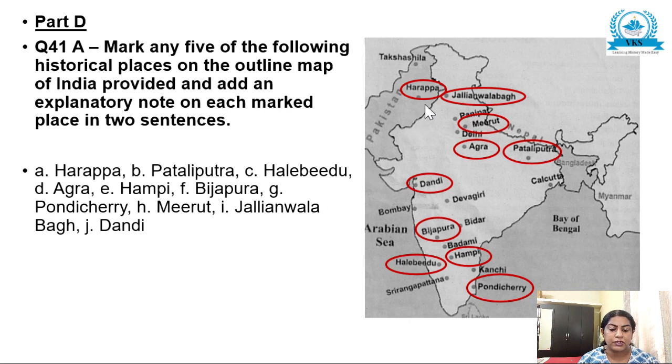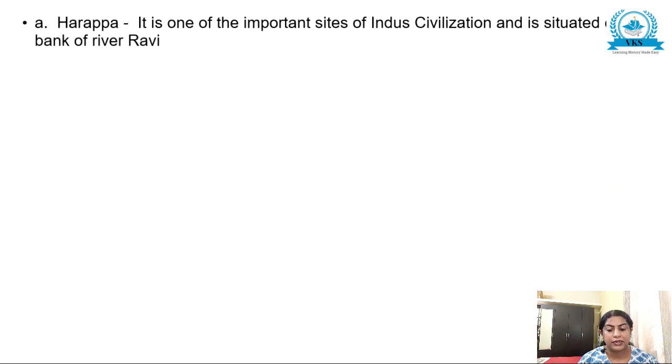So in this map first they have asked Harappa. So you can see Harappa is marked here. Then the next place is Pataliputra. Then third place Halebeedu, Agra, Hampi, then Bijapura, Pondicherry, Meerut, then Jallianwala Bagh and Dandi. These are the places asked in this paper. So let us see what explanation you will write about each place.